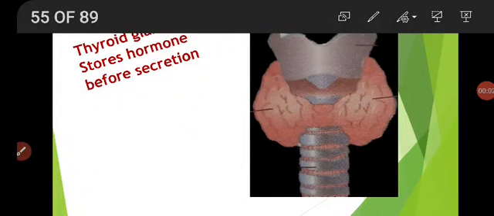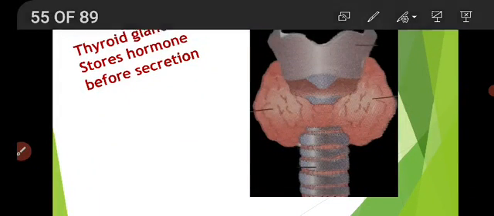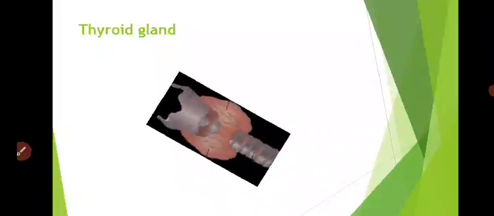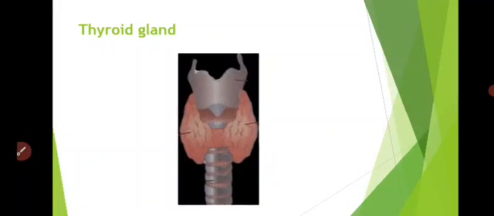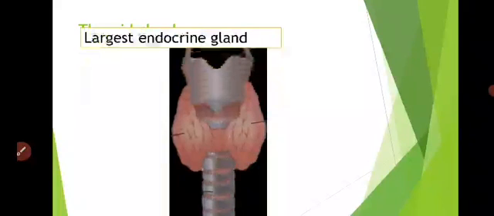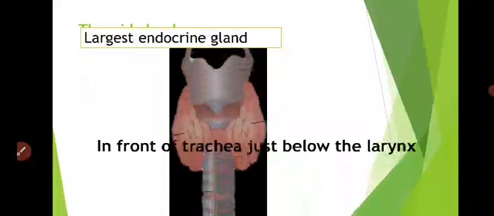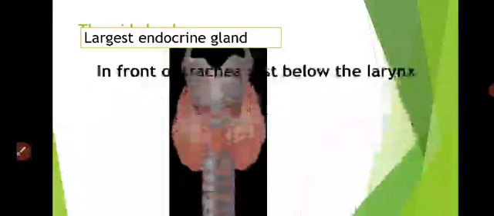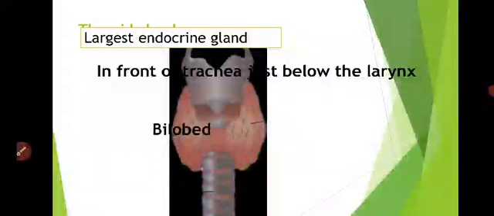Thyroid gland stores hormone before secretion. The thyroid gland is the largest endocrine gland, bilobed, and it is located in front of the trachea below the larynx.